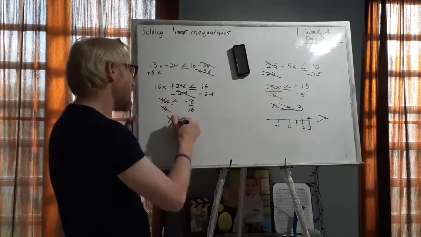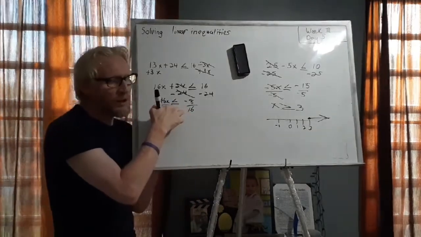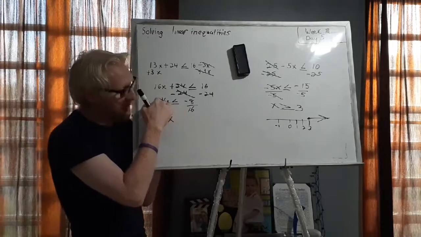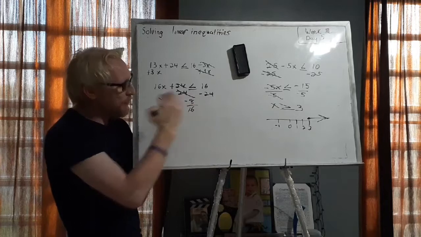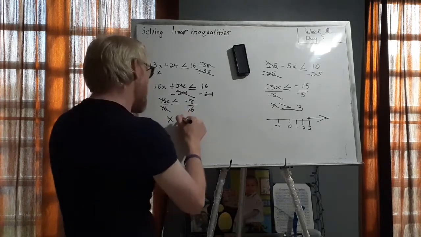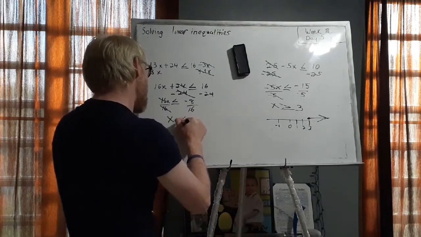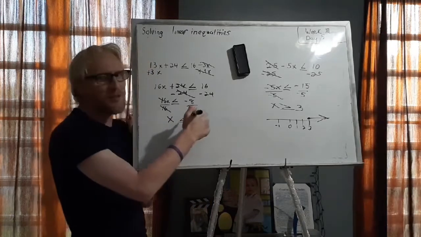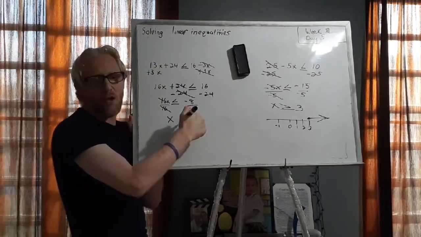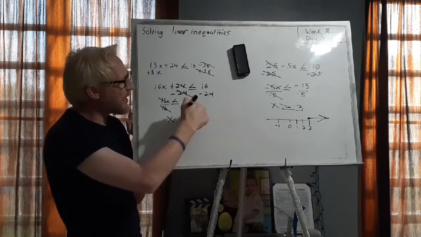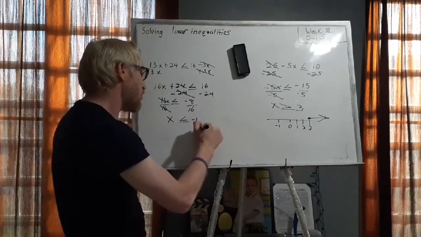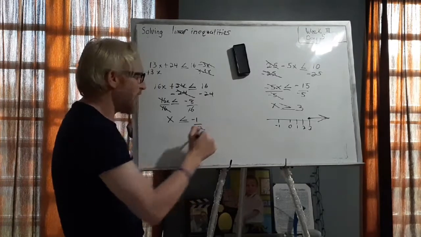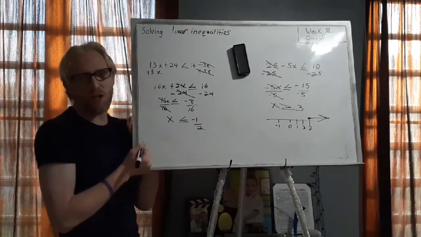Now here the inequality sign does not change because the 16 is positive. Had the 16 been negative, then I would have flipped the inequality. So I'm going to leave my answer at x is less than or equal to. Now this is a fraction that I can reduce. If I divide each term by 8, negative 8 divided by 8 is negative 1, and 16 divided by 8 is 2. So that means my answer is x is less than or equal to negative 1/2.